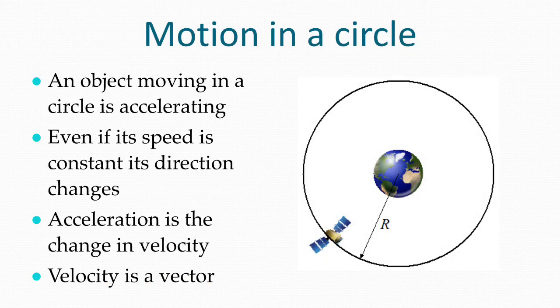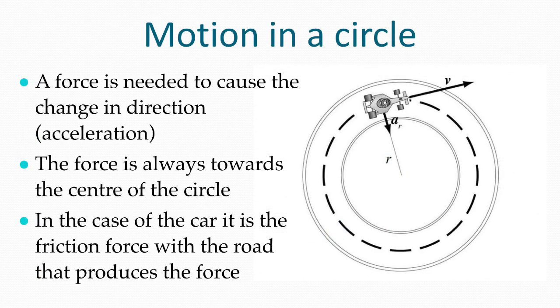An object moving in a circle has to be accelerating. Even if it's travelling at a constant speed, its direction is changing. Acceleration is the change in velocity, and velocity is a vector quantity. A force is needed to cause the change in direction, the acceleration. The force is always towards the centre of a circle. In the case of the car, this force is provided by the friction between the tyres and the road.